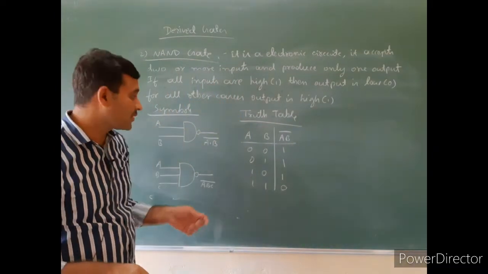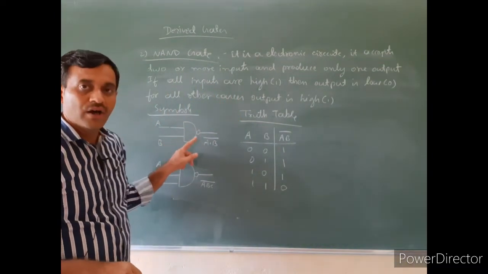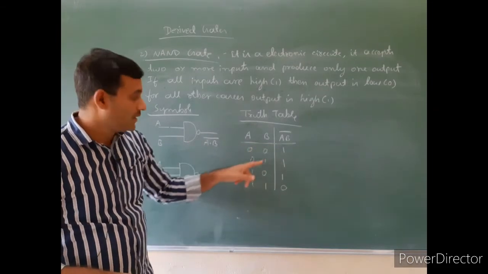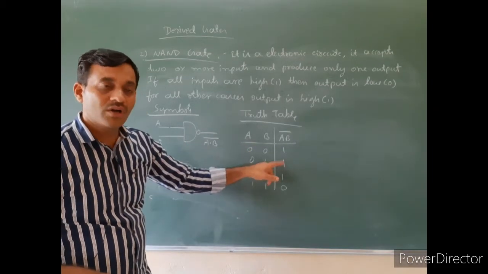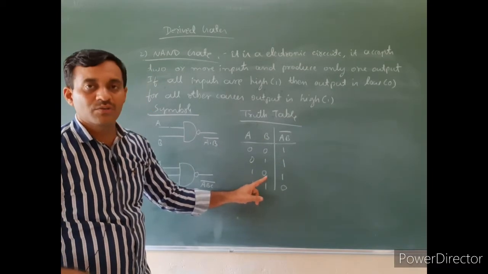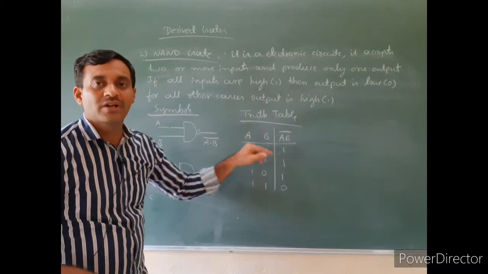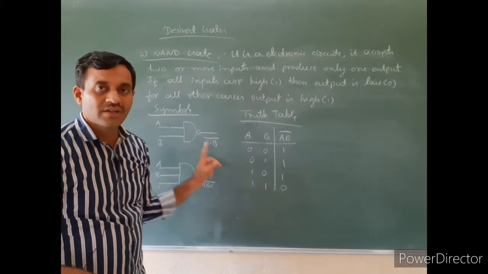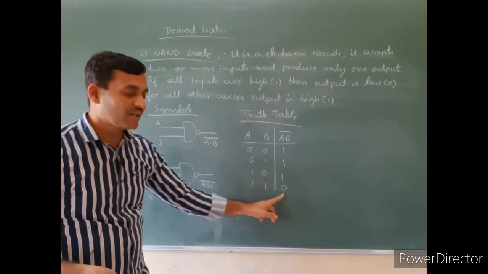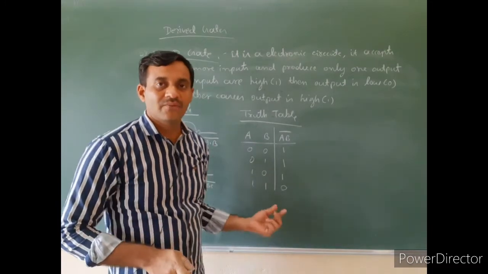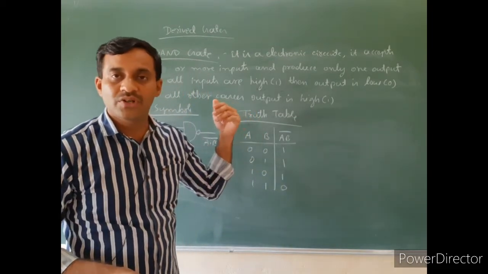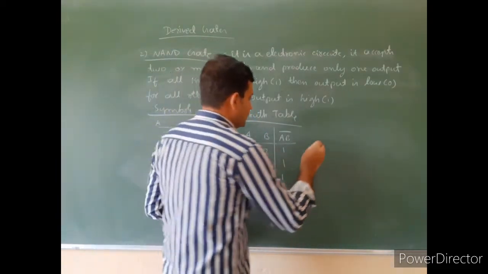Why is it 1? Because if it is 0, 0 here, the AND output is 0, but there is an inverter bubble, so it becomes 1. If it is 0, 1, the output is 0, but there is an inverter bubble, it becomes 1. Similarly, for 1, 0, the output is 0, and the inverter bubble makes it 1. If all are 1, the output is 1, but the inverter bubble complements it, so it becomes 0. Hence, if all the inputs are 1, output is 0. For all other cases, the output is high.